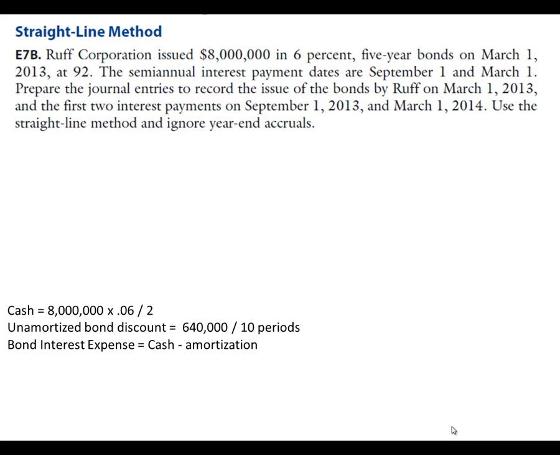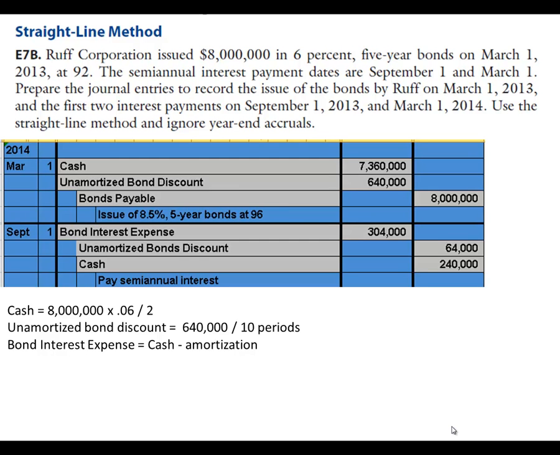And then we're going to look at unamortized bond discount. So remember, we have $640,000 sitting in our unamortized bond discount account. That needs to be 0 at the end of our 5 years. So we're going to take that $640,000 and we're going to spread it out over every time we pay interest. So we take the $640,000 divided by the 10 periods, because 5 years pay twice a year.